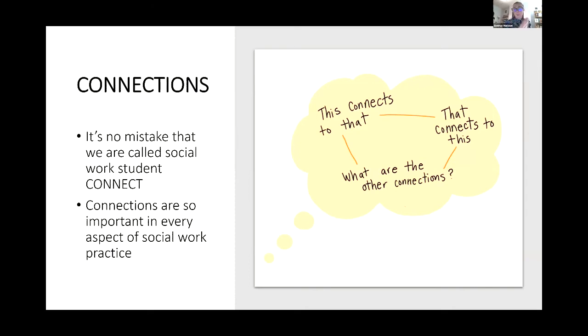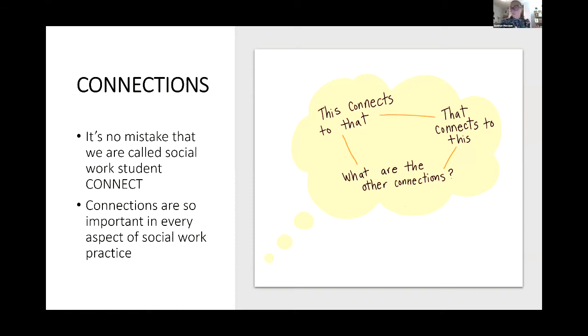My principles are based around connections. It's no mistake that we are called Social Work Student Connect. From the start, I wanted the word connect in whatever we did as a team together. Connections are so important in every aspect of social work practice. Connections are about relationships. How do we connect with people? Connections, about how do we connect theory with our practice?